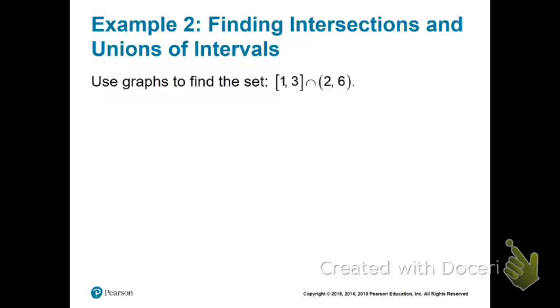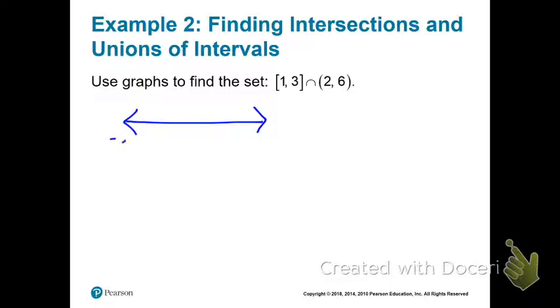All right, so example 2. It says, use the graphs to find the set from 1 to 3, and then that symbol, 2 to 6. Well, that symbol looks like an N, so that's the intersection. Remember, the intersection is where we're looking for the overlap.